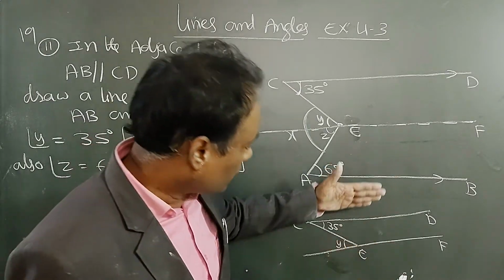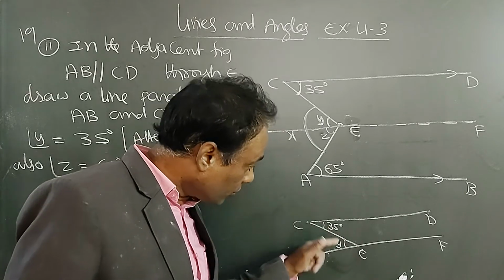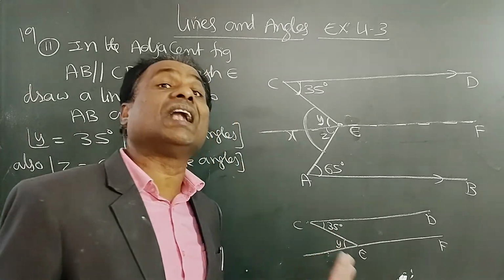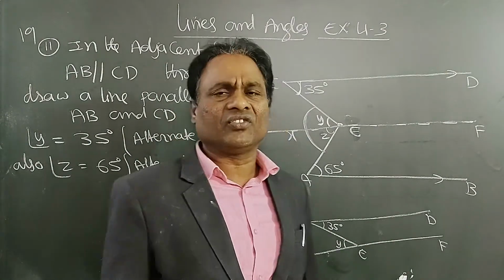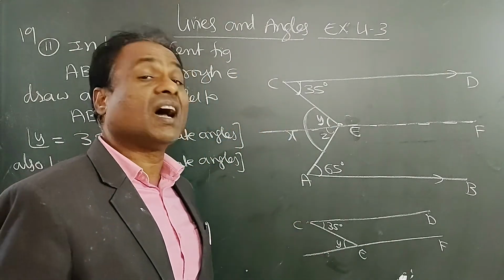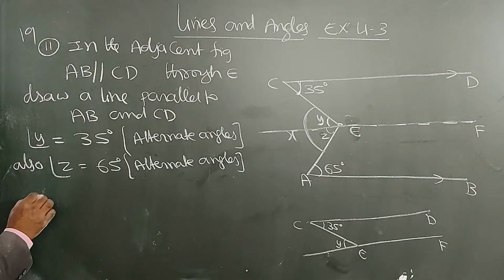You have to know, if two lines are parallel and this is a transversal, the interior angles on opposite sides of the transversal are called alternate angles. It is a little difficult to identify, but by practice you will get it. So this and this are alternate angles. But we have to find the X value.